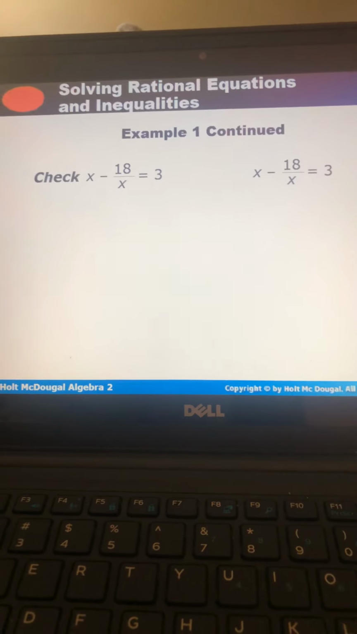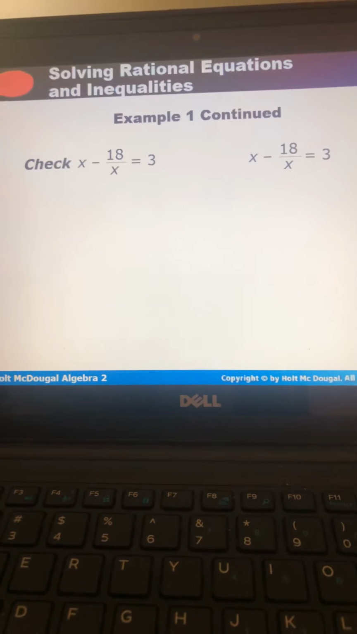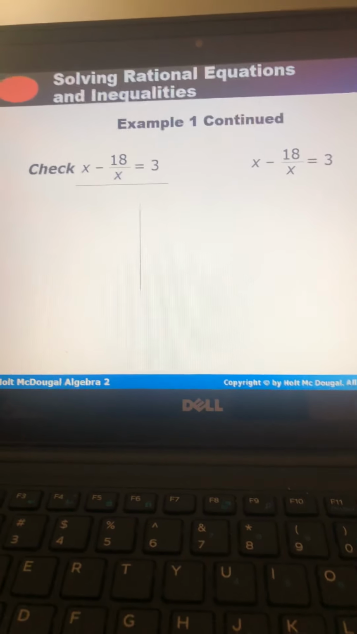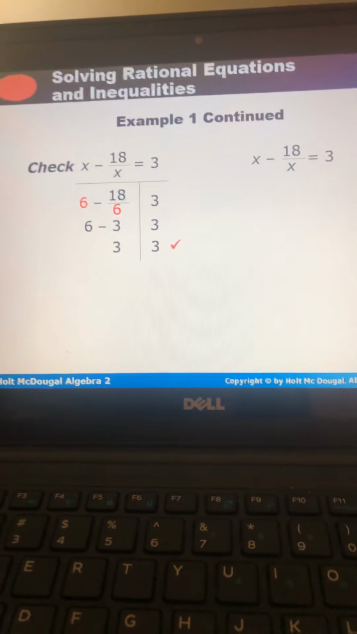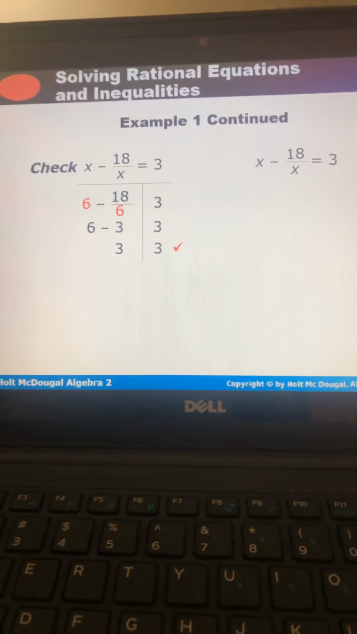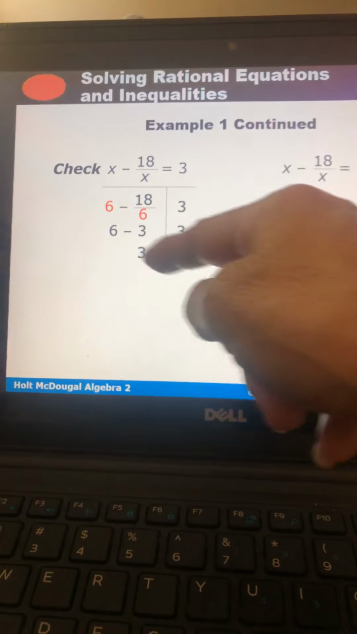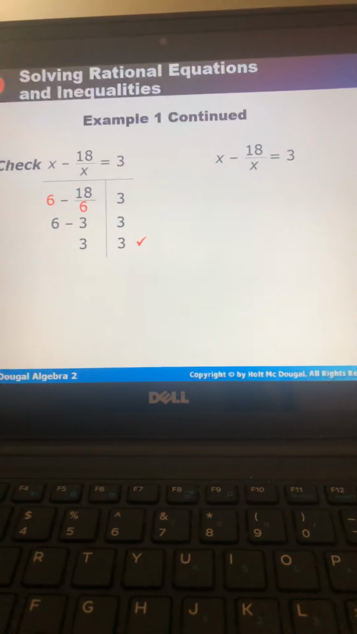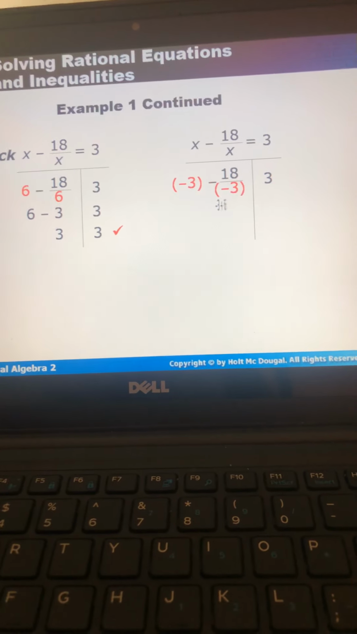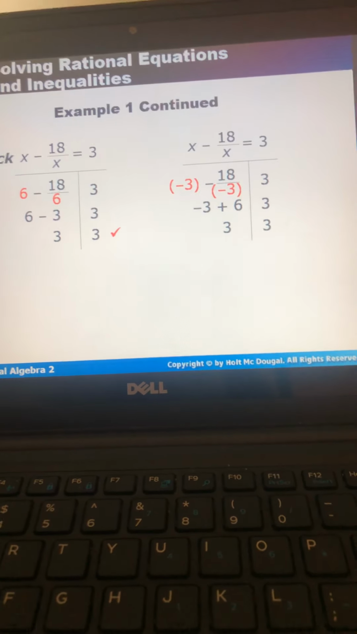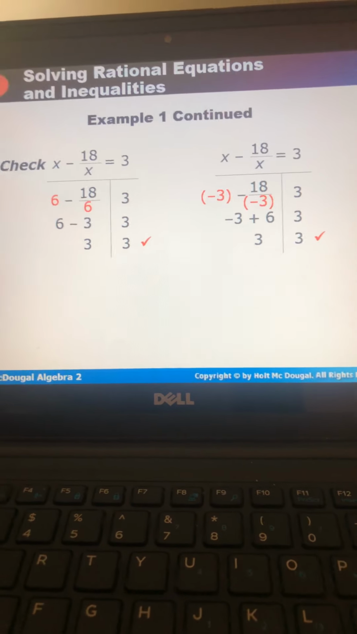Okay, so here we have another example continued. So they're just showing you how if we plug in 6 for the x's, that both sides will come out to equal 3. So if we plug in 6, then we know 18 divided by 6 is 3, and 6 minus 3 is 3. And then if we plug in negative 3's for both of these, then both sides will come out to equal 3 as well.